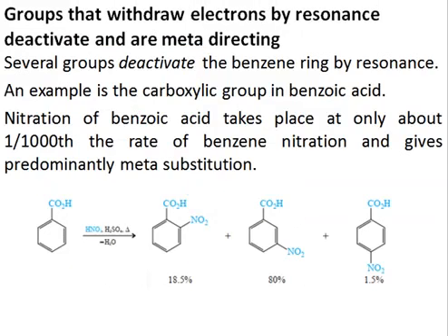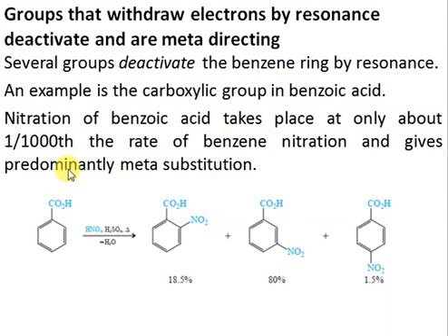So the next category is the groups which withdraw electrons by means of resonance. Whatever groups withdraw electron density by means of resonance, they decrease the rate of reaction for the electrophilic substitution reaction, meaning they will deactivate the benzene ring, and they are meta directing. There are several groups which deactivate the benzene ring by means of resonance. For example, the carboxylic acid group. The carboxylic acid groups deactivate the benzene ring because they withdraw electron density. Because they withdraw electron density, it becomes difficult for the electrophile to approach the benzene ring.